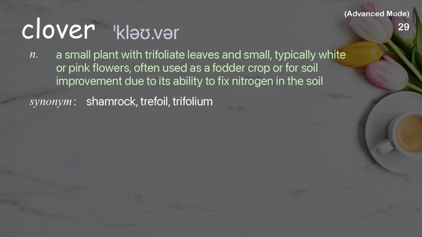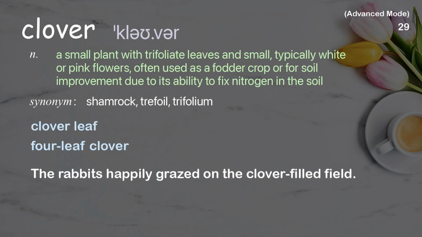Clover. A small plant with trifoliate leaves and small, typically white or pink flowers, often used as a fodder crop or for soil improvement due to its ability to fix nitrogen in the soil. Examples: Clover leaf. Four-leaf clover. The rabbits happily grazed on the clover-filled field.